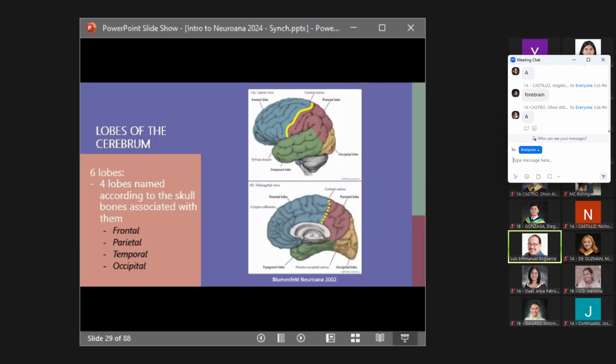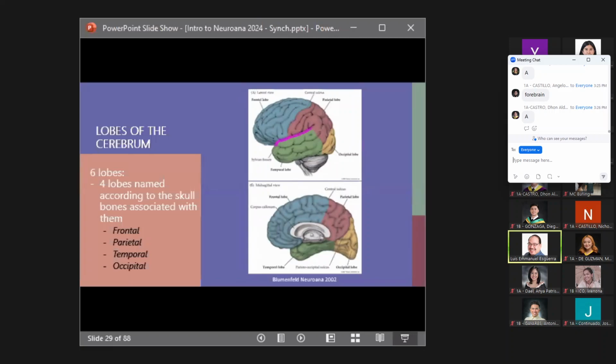Now, the other important structure on the surface of the brain is the lateral fissure of Sylvius, or lateral longitudinal fissure, or Sylvian fissure, which is this one in magenta. This one separates the temporal lobe, which is in green down below, from the frontal and parietal lobe and the anterior part of the parietal lobe.